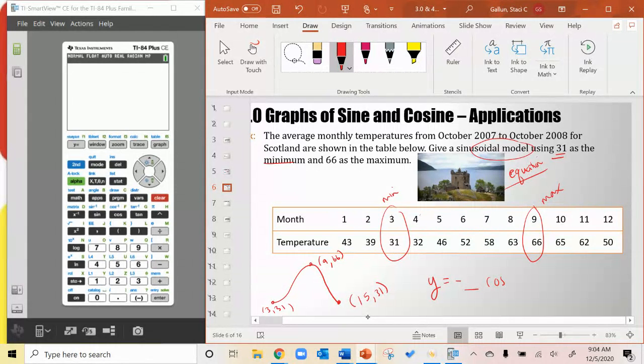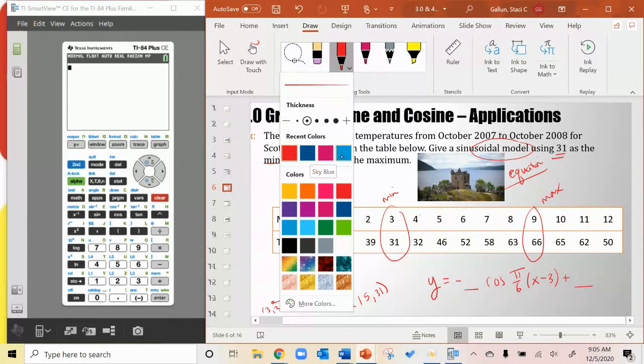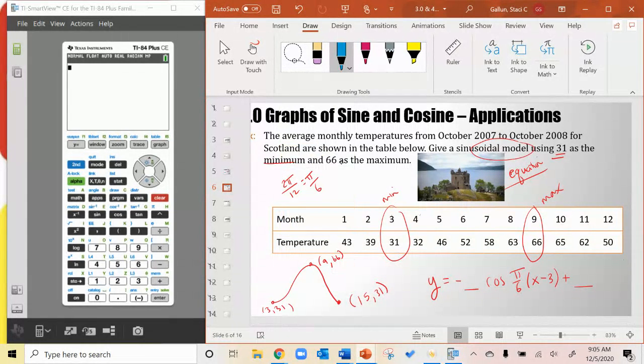Cosine. Well, the period, from 3 to 15 is 12, right? 12 months. So it would be 2 pi over the period, which is 12, where I'll get pi over 6. I'm using this as my starting point, my phase shift. So I would have x minus 3, where x is the months. And then plus the sinusoidal axis.